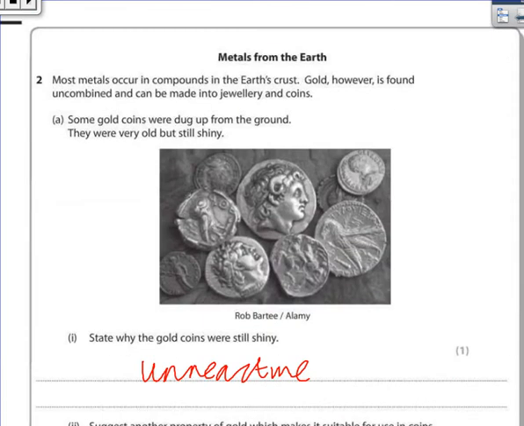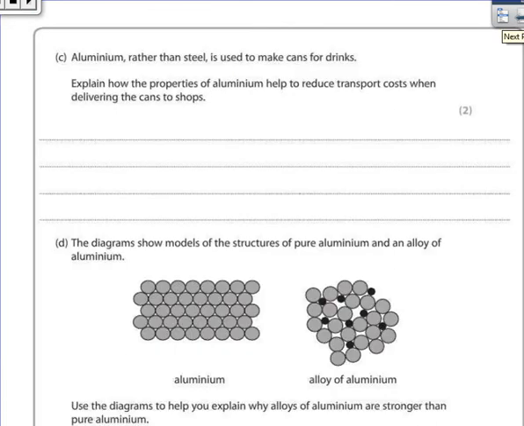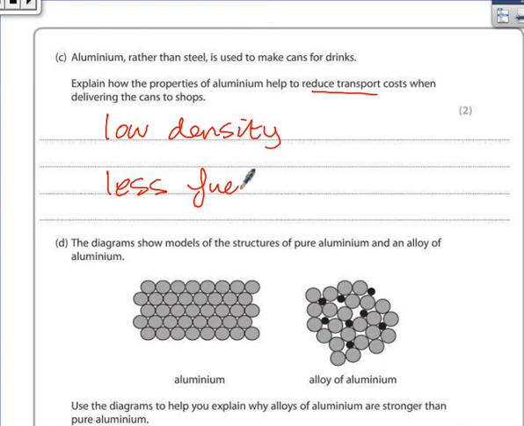Okay. Next question. Aluminium. So how does it help reduce transport costs? It's low density, which means that you'll need less fuel to transport it. Low density, therefore less fuel, 2 marks.